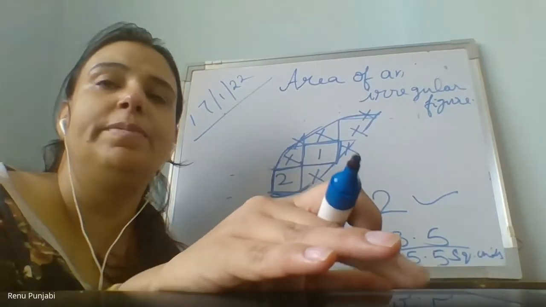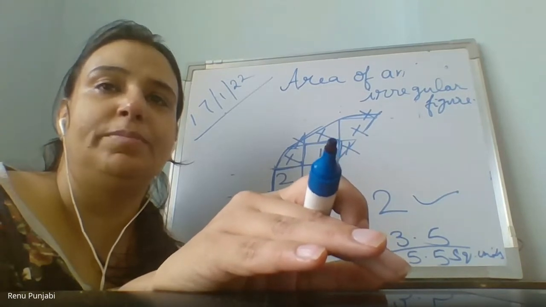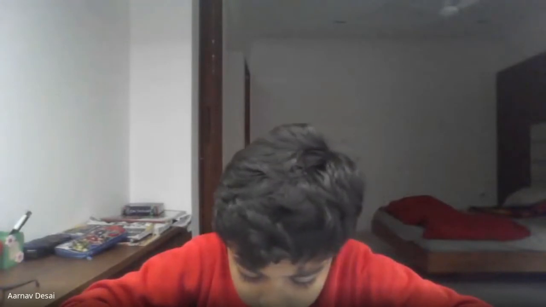We can divide it by 2 also, but when you divide it with the points... full square, full square. Arnav, mute your mic. One technique also about this.